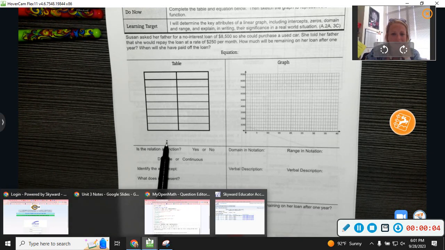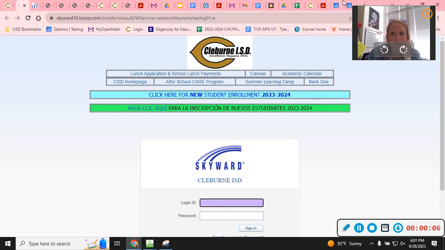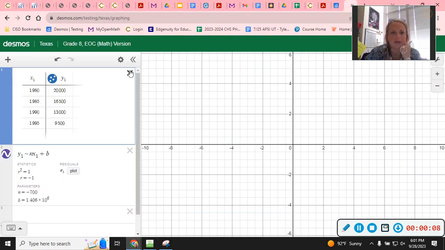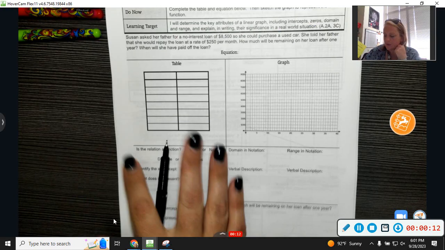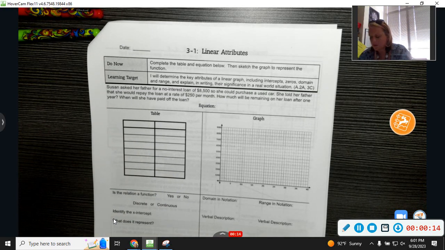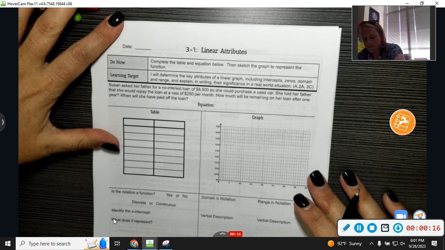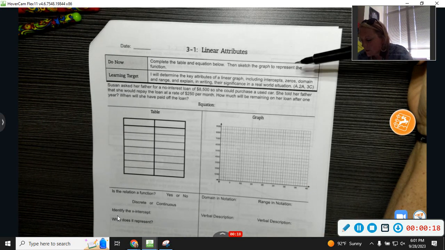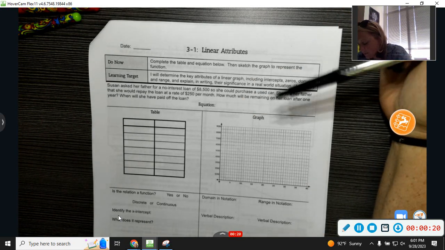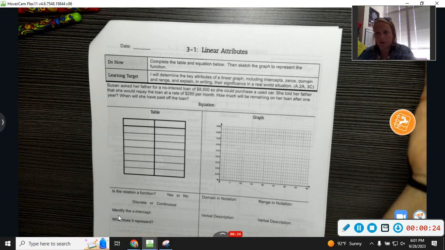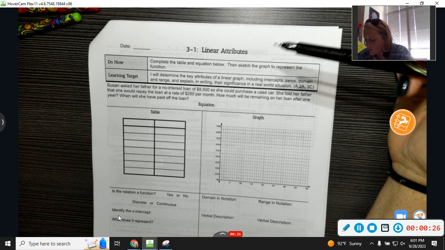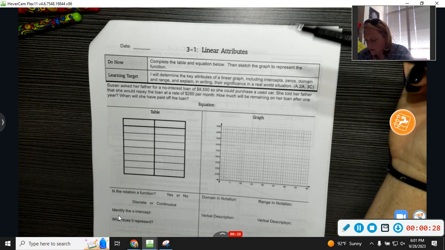Hey there, folks. This is a video that's going to help you with your lesson that covers linear attributes. Your do now is to complete the table and equation below given this word problem. Then you're going to sketch the graph to represent the function. It's important that you actually do this do now, because we're going to use it to get started.